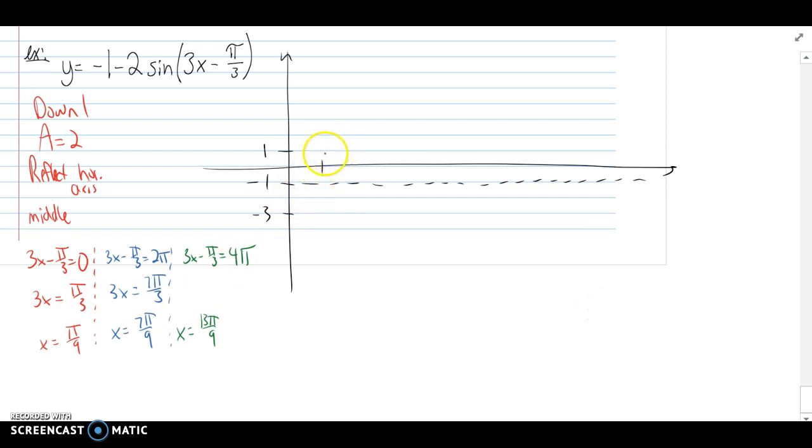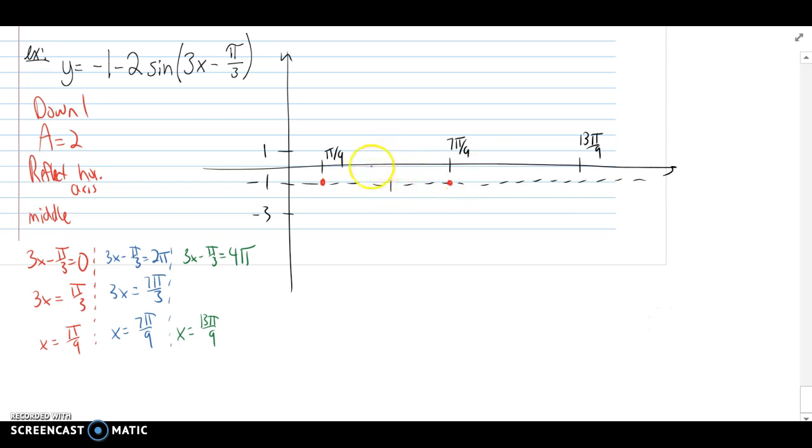The x value it starts at is pi over 9. First period will end at 7 pi over 9. Second period will end at 13 pi over 9. And then for the points, because it is a sine curve, we know it's going to start and end in the middle.